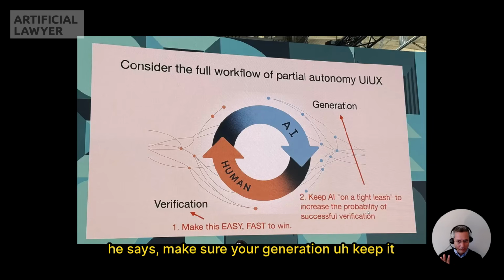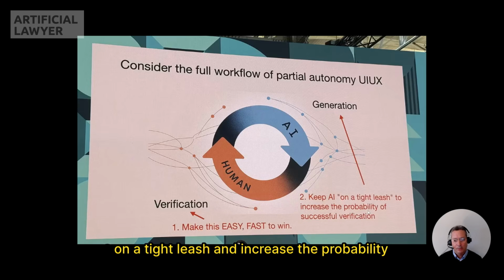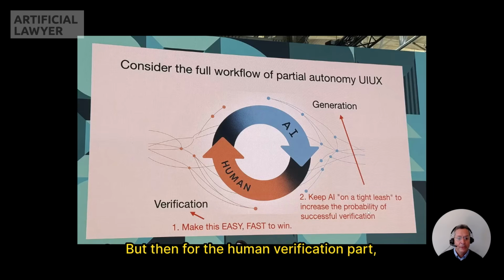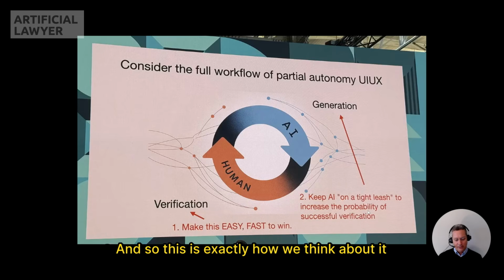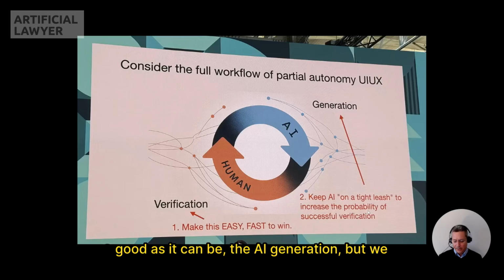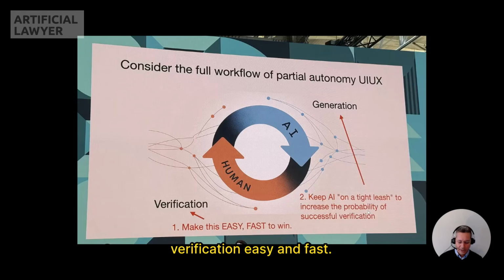So he says, make sure your generation, keep it on a tight leash and increase the probability of successful verification. But then for the human verification part, make it easy and fast to win. And so this is exactly how we think about it with what we're producing for Westlaw and for CoCounsel. We're trying to make the generation as good as it can be, the AI generation, but we also want to provide a rich tool set to make verification easy and fast.